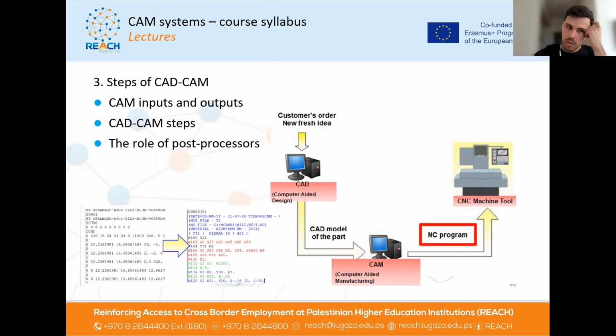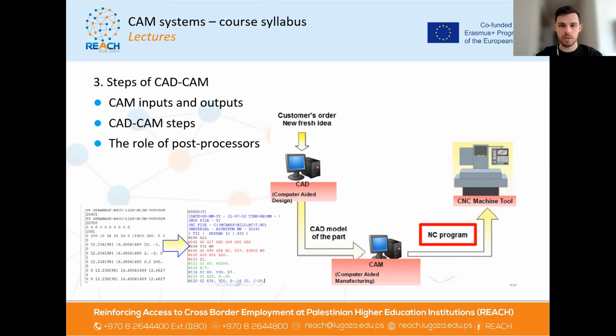The third part, or the third lecture: What are the steps of CAD/CAM? We are going in depth into how the CAM is produced, and afterwards how the CAM can be produced from that CAD. And then we're discussing all the steps.